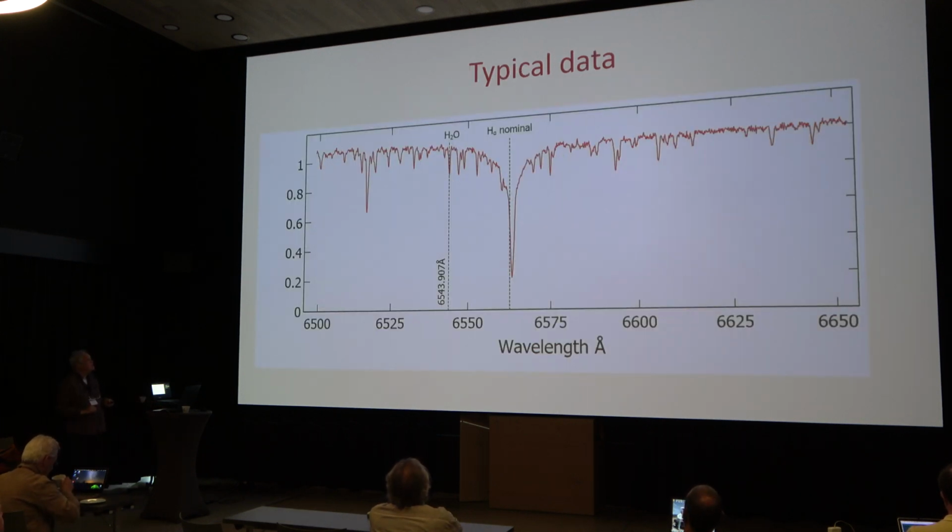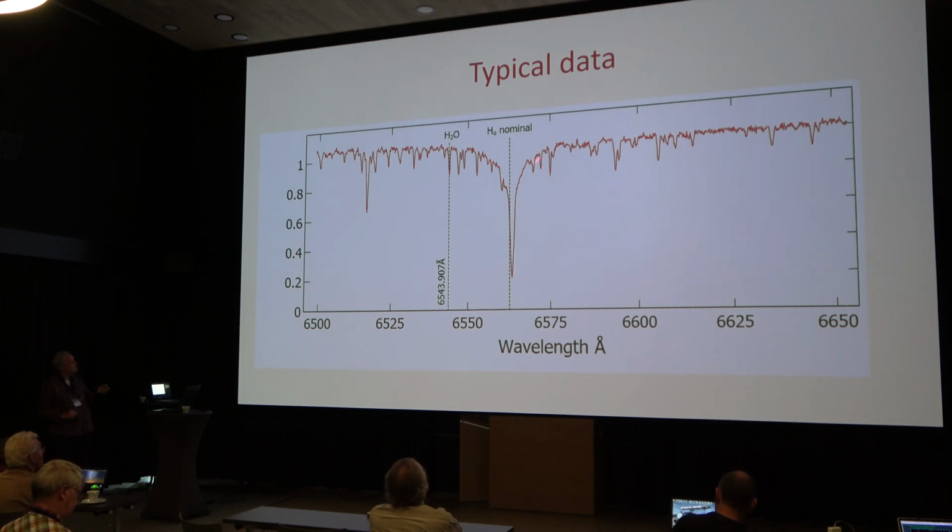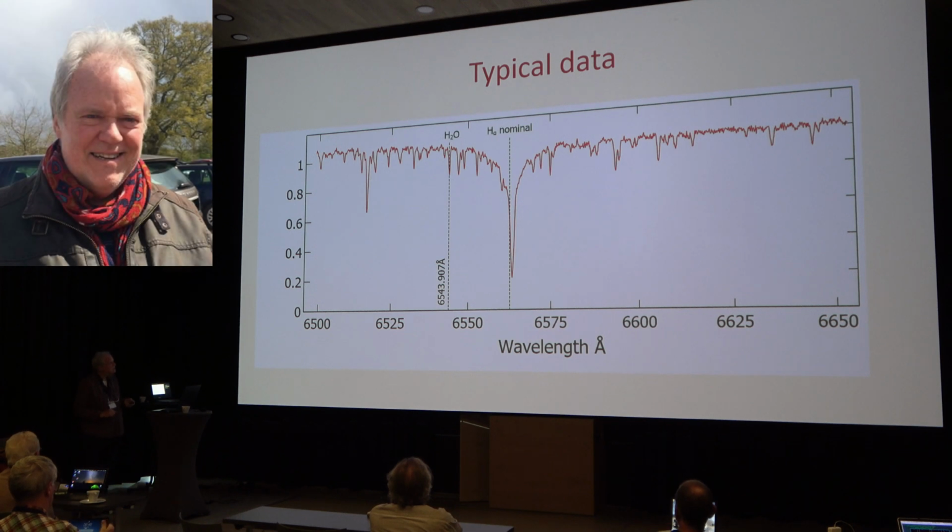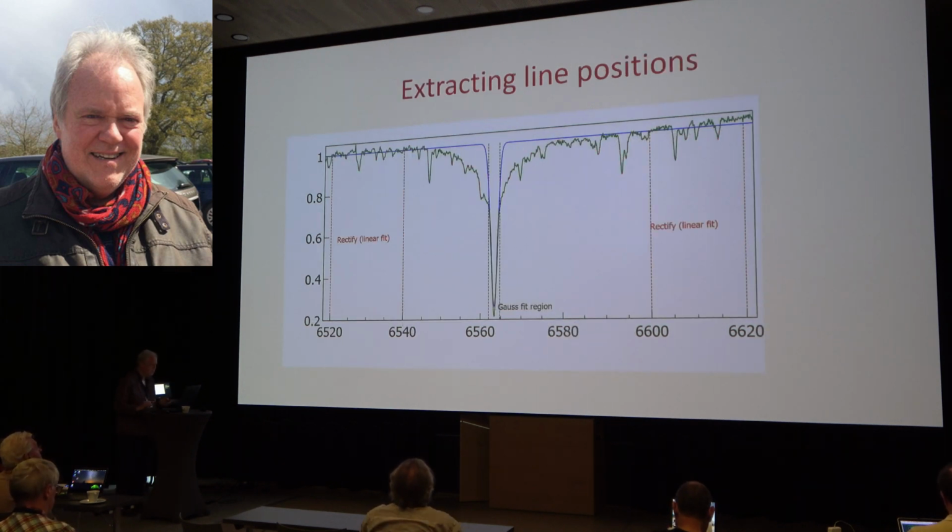So down to some data. Here's some typical data. One spectrum. It shows a region around the H-alpha line. It's a fairly narrow absorption line. There's the nominal sort of earthbound reference. This is a slightly red-shifted line then. And I'm also showing here one of the telluric H2O lines at 6543.9, which I'll talk about later. So that's a typical spectrum.